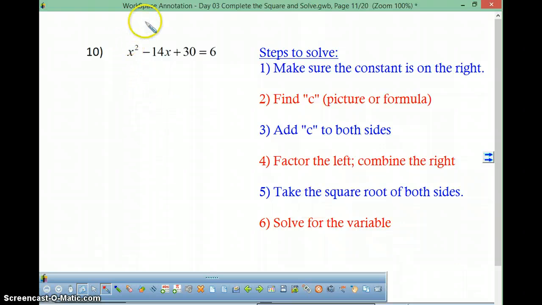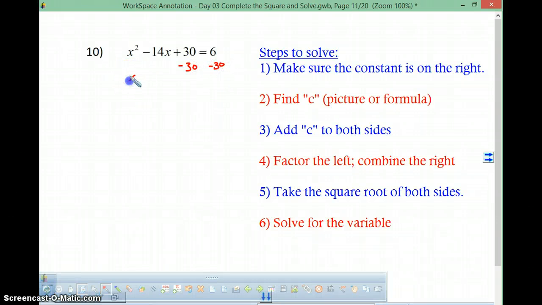All right, I think I have time to do one more. Let's subtract 30 from both sides. Step 1, x squared minus 14x equals negative 24. All right, we need to complete the square here, but we need to find c. What number will help complete the square?